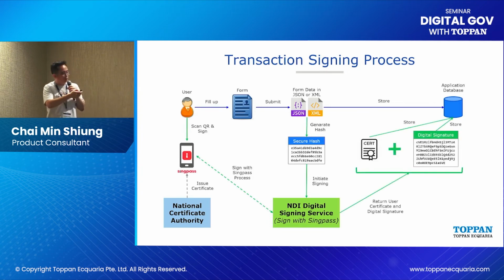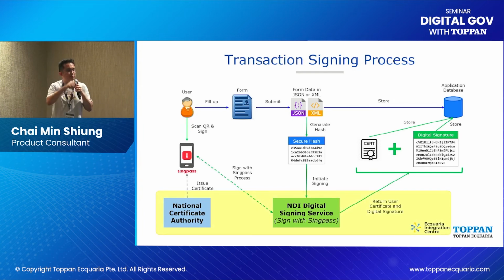And in the next part of the signing process, your NDI DSS will return you the digital signature as well as the cert. And you'll be storing this with your data together in your database. So where does EIC Gov AD come in? This is where we come in. EIC Digital Signing comes in. We will do the heavy lifting and remove the heavy lifting work from you.